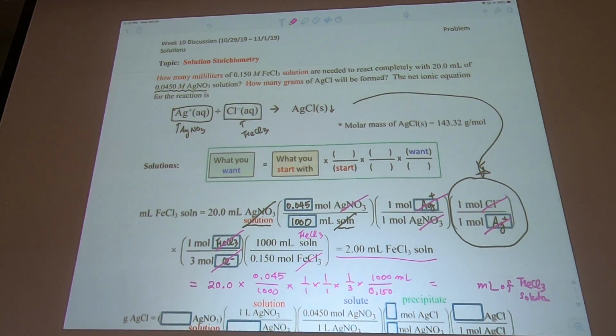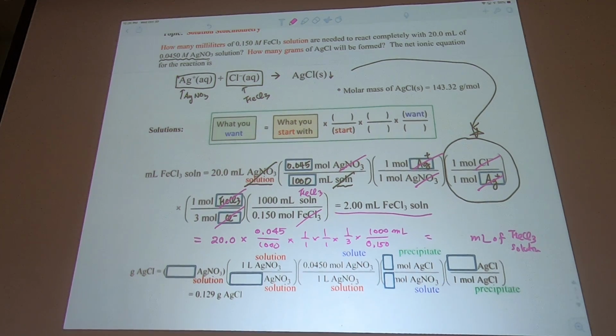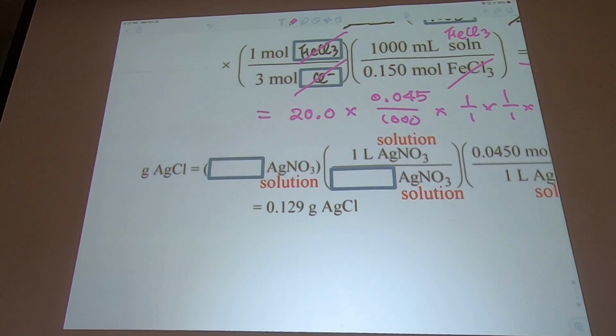I have a second example, which is how many grams, okay? How many grams of AgCl will be formed? In that case, I need to look at the periodic table, at the atomic mass of Ag and the atomic mass of chlorine. If you add them together, it is 143.32 grams per mole. And then I'm going to start from here. So what I want is grams, so I need grams.